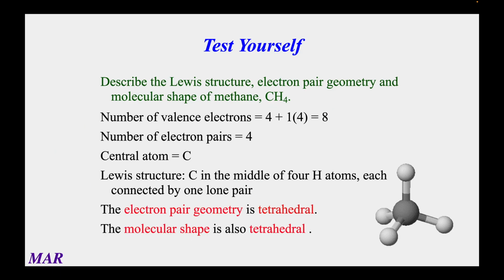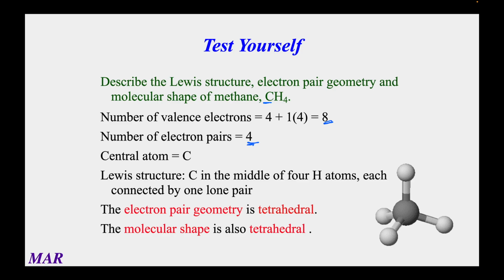Now, this is a version where the drawings are a lot nicer than your instructor's poor handwriting, so bear with it. But anyway, the valence electrons: carbon is 4, hydrogen's 1, and there's 4 of them. So that's where the 8 comes from, 8 valence electrons. We usually divide the valence electrons by 2 to get 4 pairs. Carbon is the first atom listed, so probably that's going to be the central atom. Hydrogen can never be the central atom, so that makes that easy. Carbon is in the middle of the 4 H's.